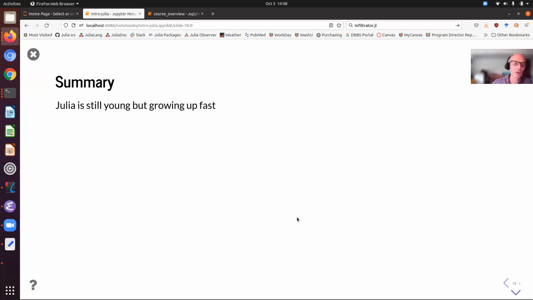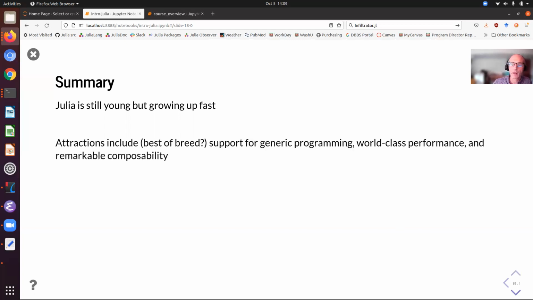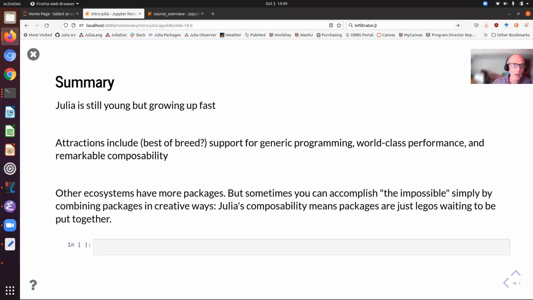So as a summary, Julia is still young. It still has rough edges and holes, but it's growing up awfully fast. And it's really enabling some of the most, I think, exciting developments in computing. And it really lets you write your code in a more general way than any language I've encountered before. It more reliably gives you world-class performance. And it lets you combine the efforts of many different people, almost like Legos, into a greater whole with very rare obstacles in doing so. And so it's really an incredibly efficient tool.